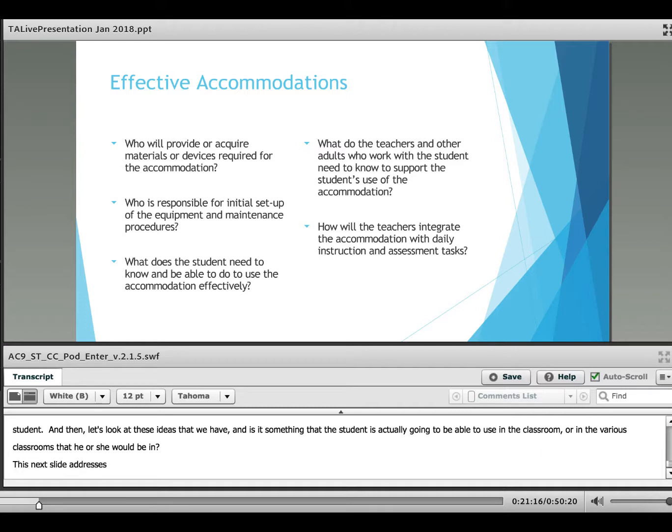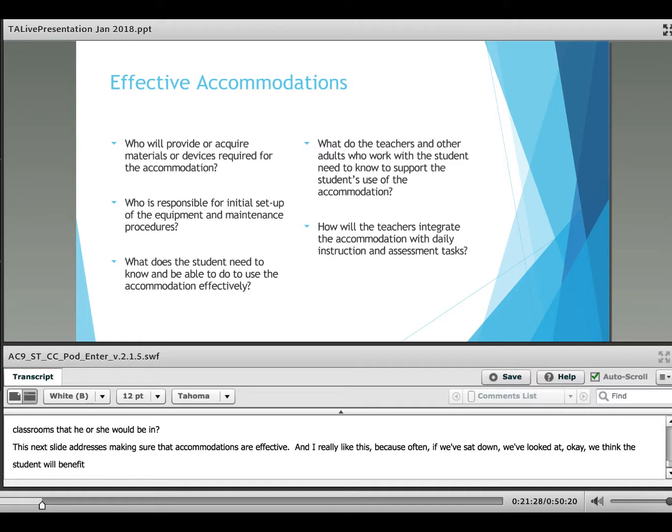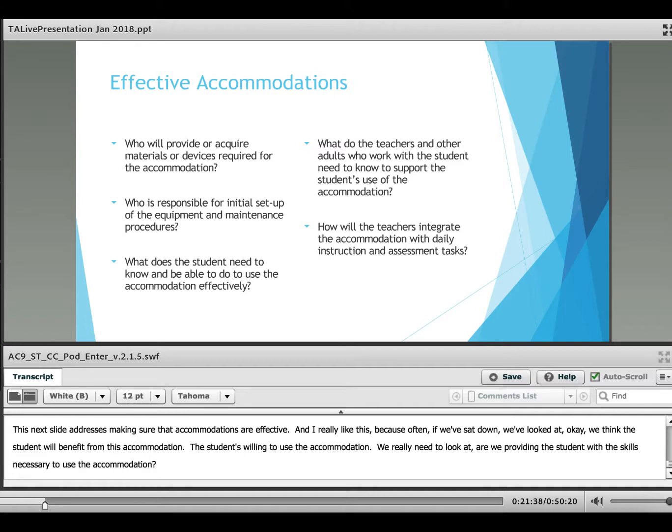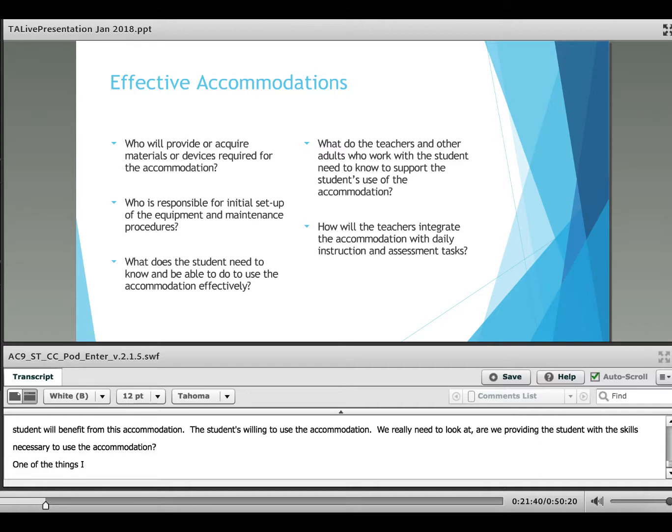This next slide addresses making sure that accommodations are effective. And I really like this because often we've sat down and said, okay, we think the student will benefit from this accommodation, and the student's willing to use the accommodation. We really need to look at, are we providing the student with the skills necessary to use the accommodation?